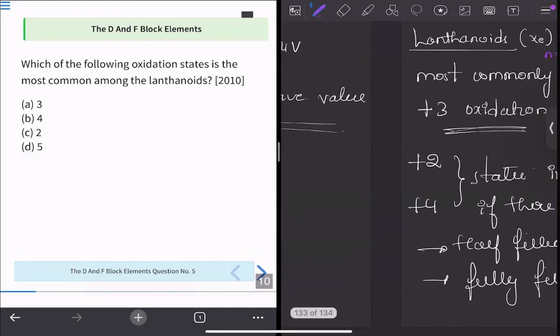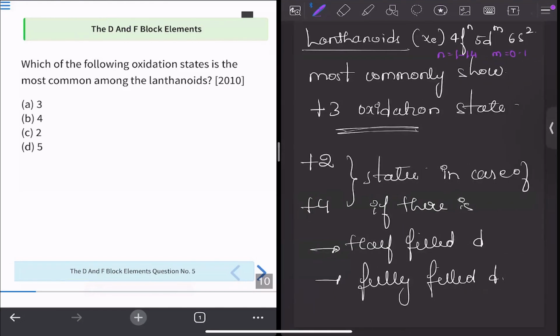So this is about the lanthanoids. Lanthanoids most commonly show the +3 oxidation state. This is a statement which is present in NCERT. After that, they can also show +2 or +4 oxidation states if there is a chance of getting a half-filled or fully filled D subshell, because we know that a half-filled or fully filled subshell is more stable. So it will attain that configuration instead of +3. So the answer is option A.